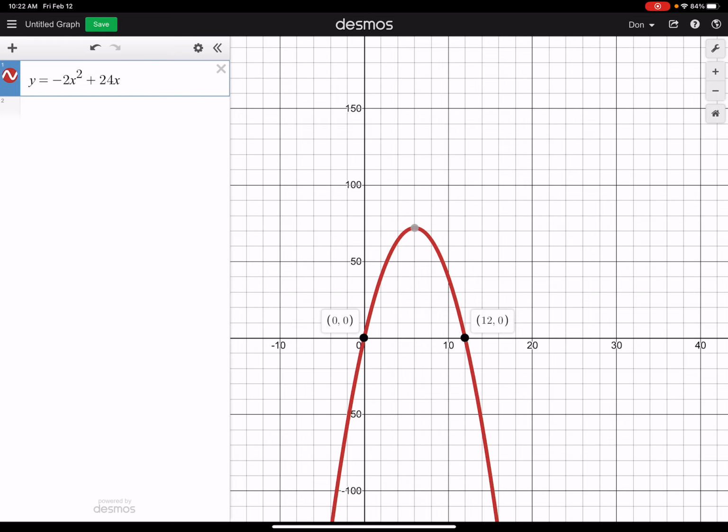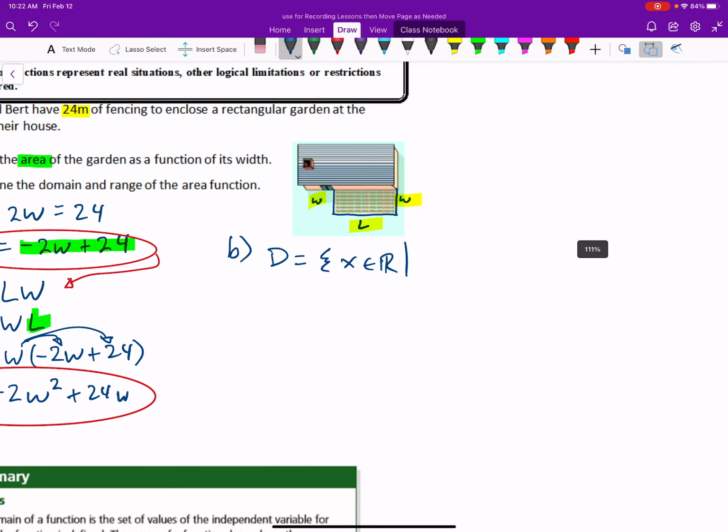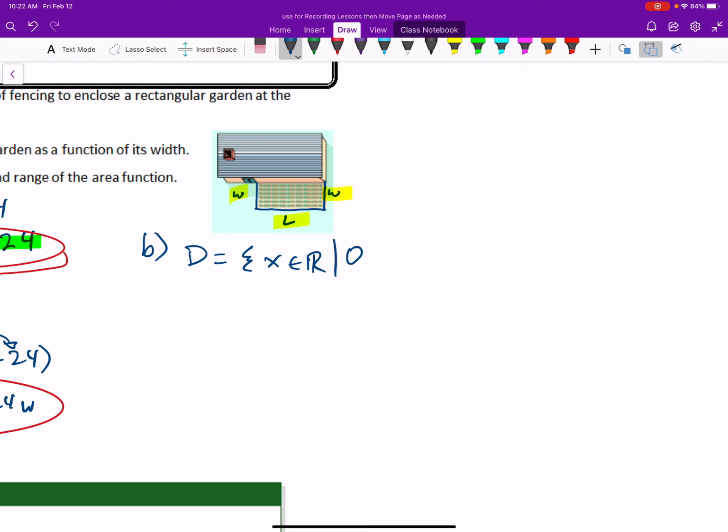So my domain really should go between the two zeros in this case, because that's all that makes sense. So the lower value would be 0, the upper value would be 12, and x, of course, would be in between. Then it could equal 0 or 12, in theory.